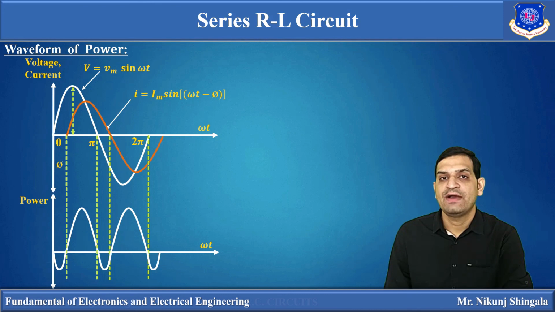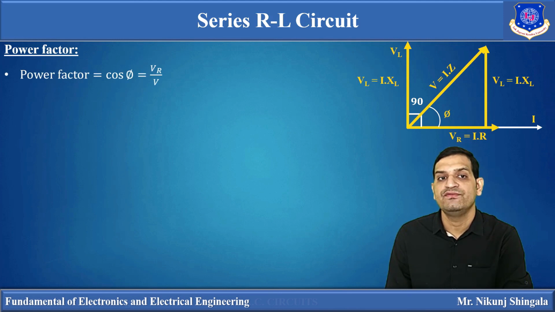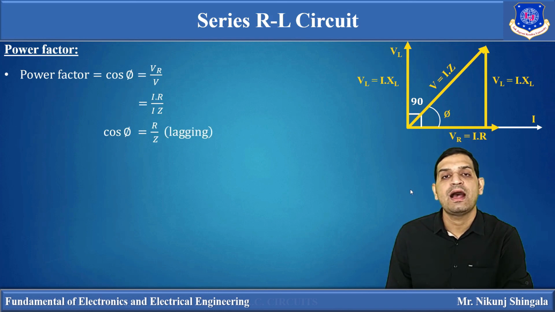Now moving towards the final topic, the power factor. Again taking the phasor diagram, the voltage triangle. We know the power factor is the cosine of the angle between voltage and current. So from this voltage triangle, we can write cos phi is equal to VR divided by V. Now VR is IR, and V is the resultant, the phasor sum of VR and VL, and V is equal to IZ. So cos phi is R divided by Z, and that is lagging. In brackets we have to write lagging, because it is an inductive circuit. So this is the power factor of an inductive circuit, that is cos phi is equal to R divided by Z, where Z is the square root of R square plus XL square.